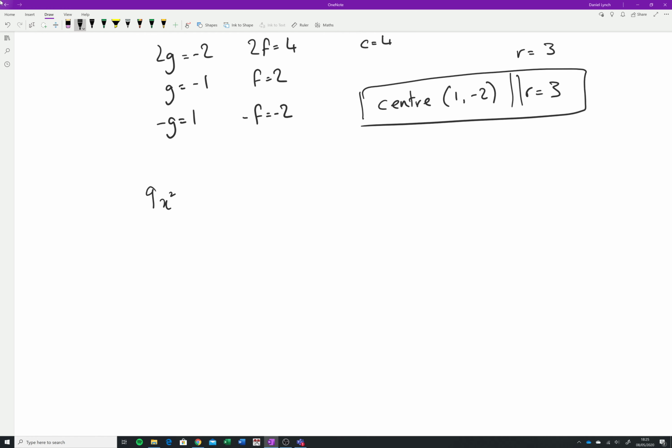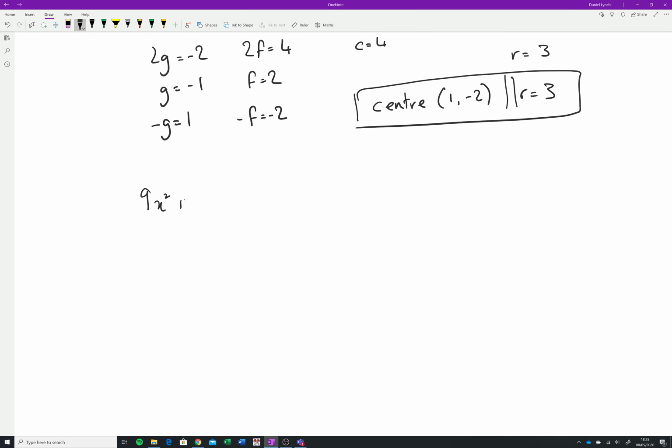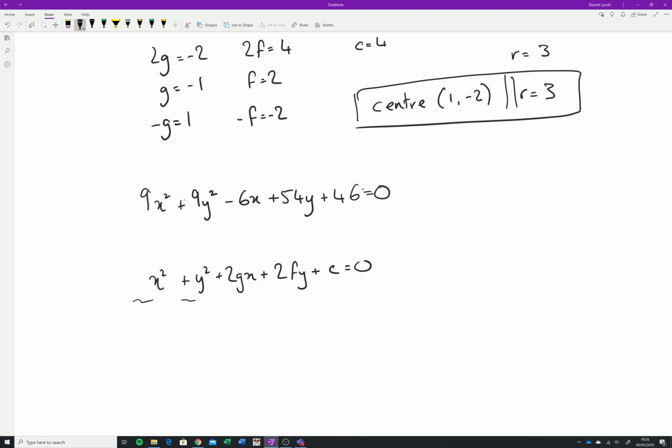It says 9x squared plus 9y squared. Yeah, this is a much tougher one. Minus 6x plus 54y plus 46 equals 0. Yep, 46 equals 0. Okay. The reason that you shouldn't pause the video yet is because, remember, in order to be able to compare it to our x squared plus y squared plus 2gx plus 2fy plus c equals 0, you have to have an x squared and a y squared, and we don't. We have 9x squared, 9y squared.